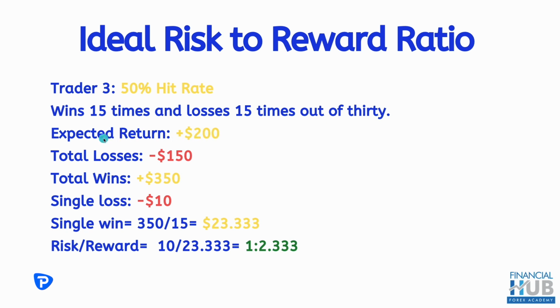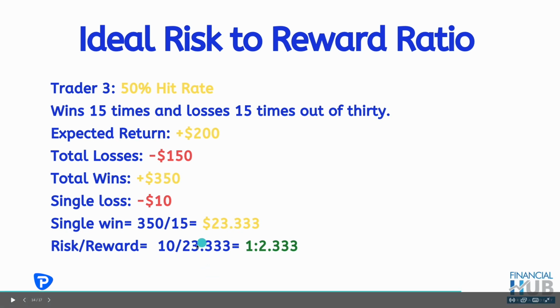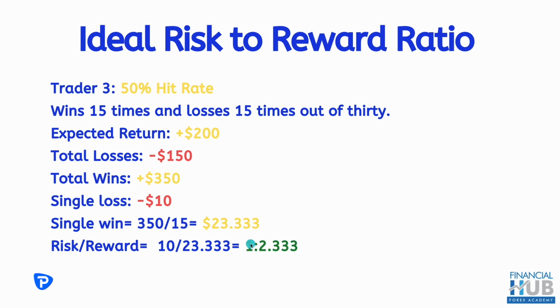Again, for me to meet my objective, after losing $150, I need to add $150 to my objective, which is 200. So I need to make $350 on the 15 trades I take. Of course, our single loss is $10. Consistently, we've been having that 1% as the single loss. So for a single win, 350 divided by 15 brings us down to $23.33 per trade on the 15 wins that you make. So for this risk reward ratio, again, 10:23, that is simplified as a 1:2.33 risk reward ratio.